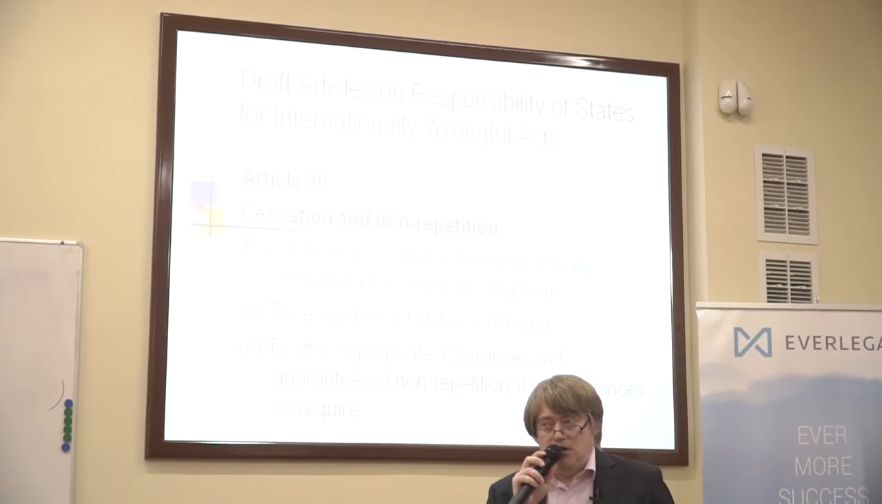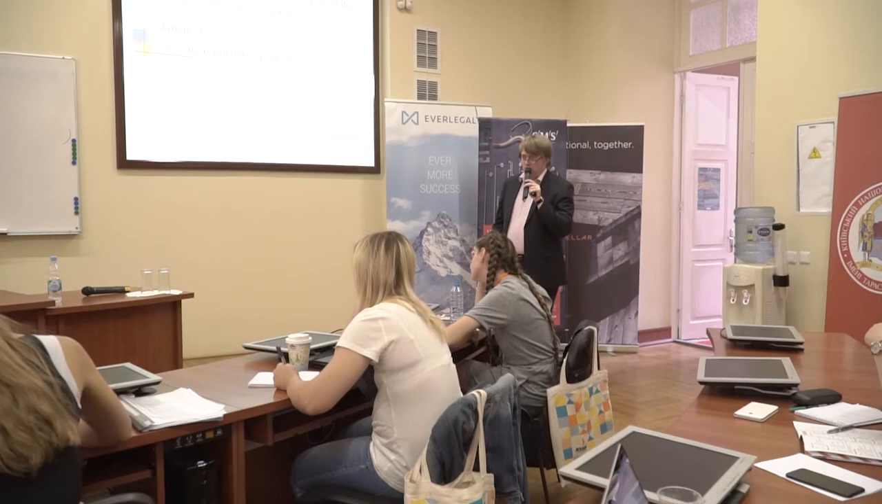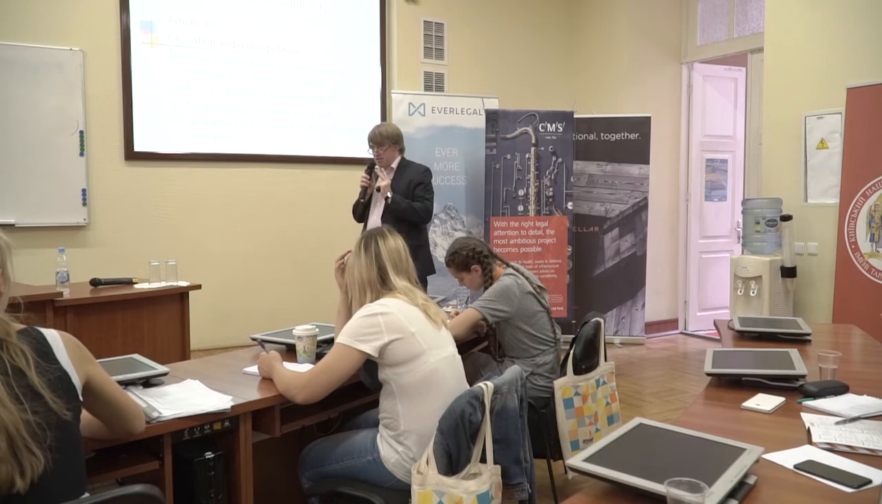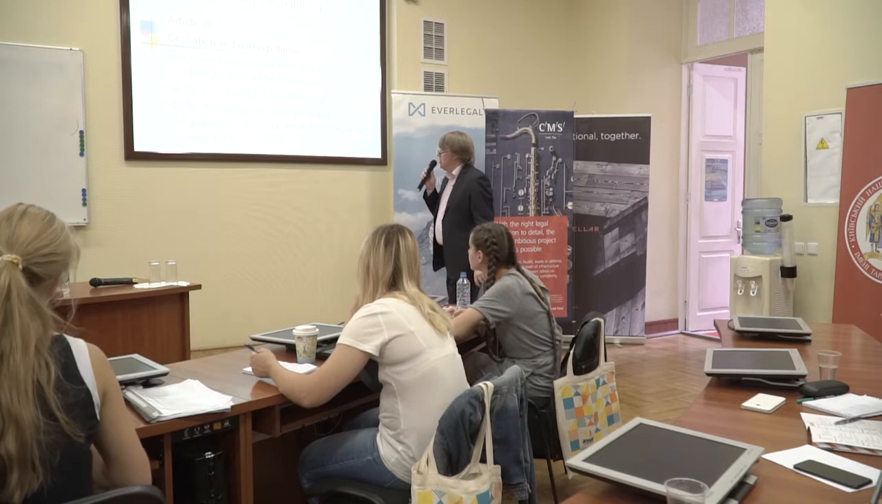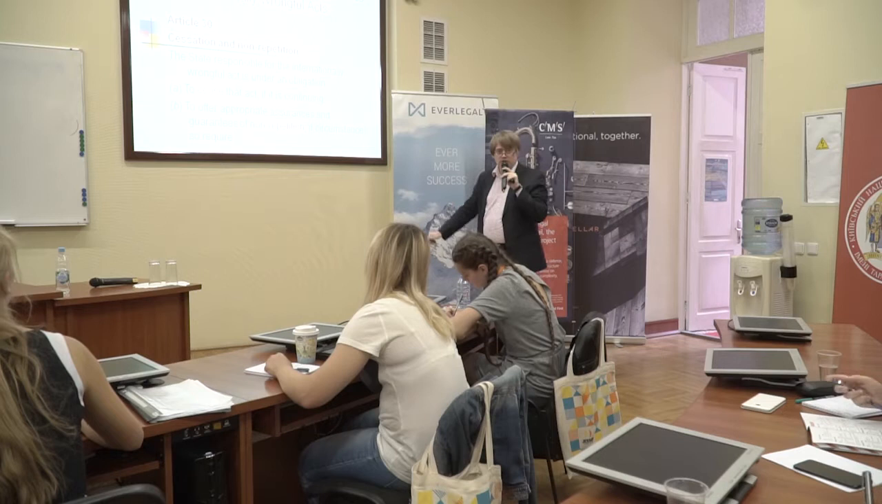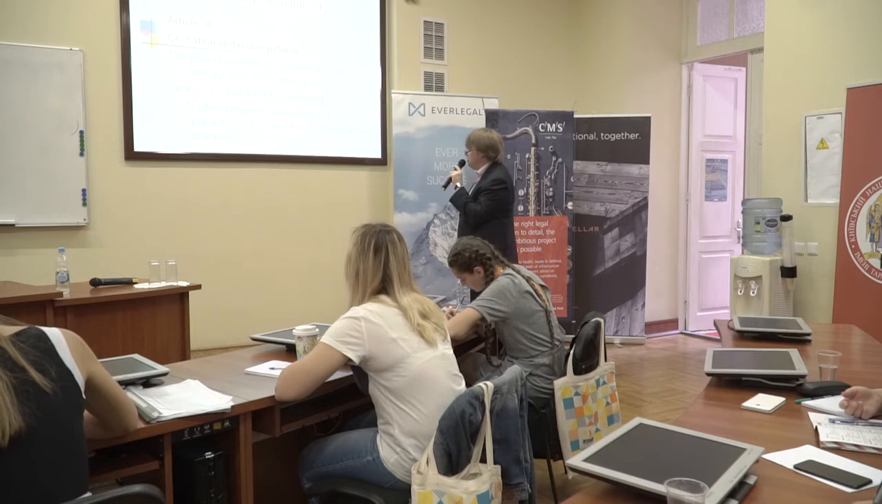Article 30 lays down the consequences of the establishment of the existence of an internationally wrongful act. In other words, once it has been established that a state has breached its obligation under international law, two consequences arise. The state must cease the act that violates international law if that act continues, or else, if circumstances so require, the state has to offer appropriate assurances of non-repetition of the violation.